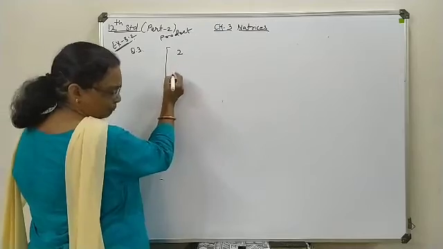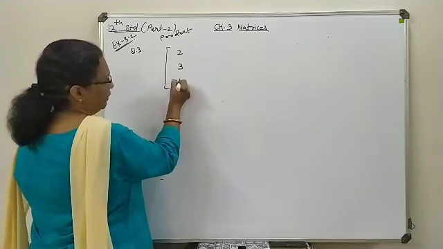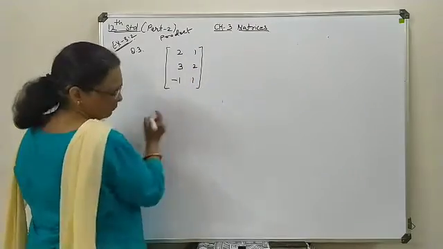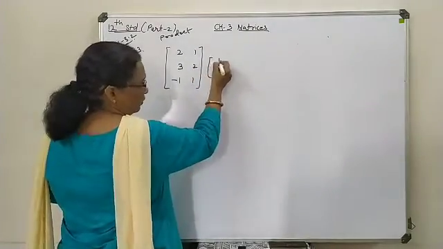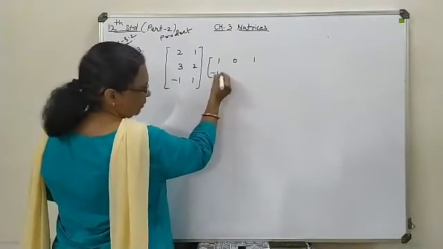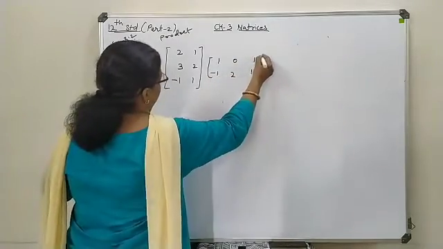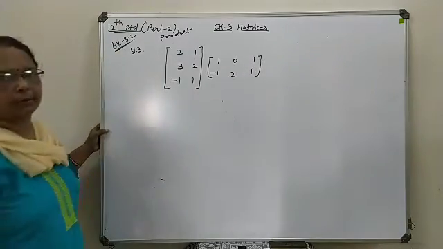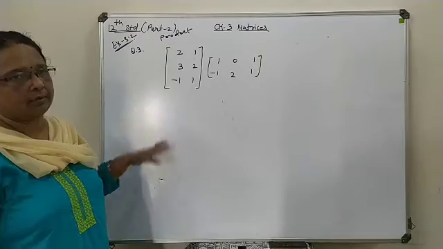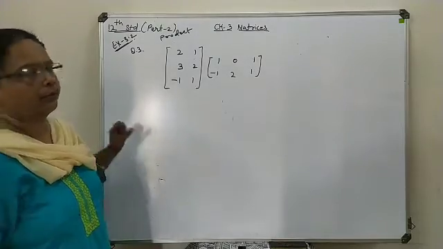This is 2, 3, minus 1. Second column 1, 2, 1. This is your 1, 0, 1, minus 1, 2, 1. Again, your basic method for the product will remain the same. You will first check whether it is available in a proper form or not.